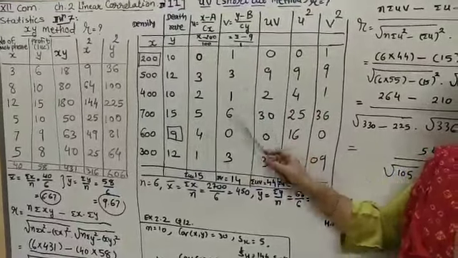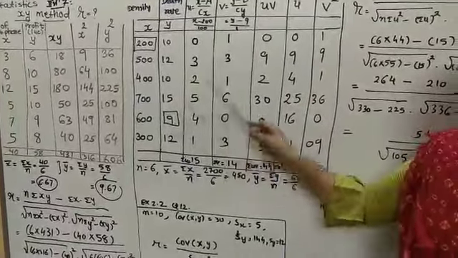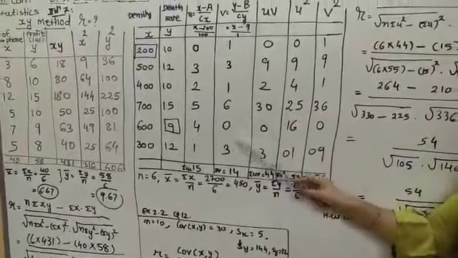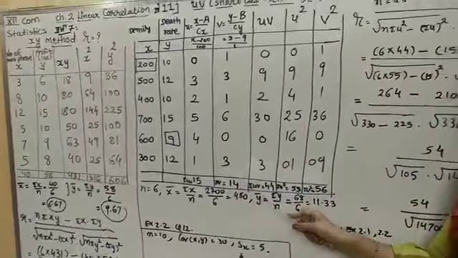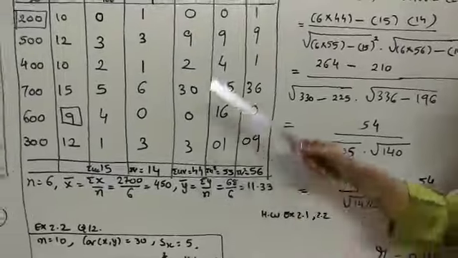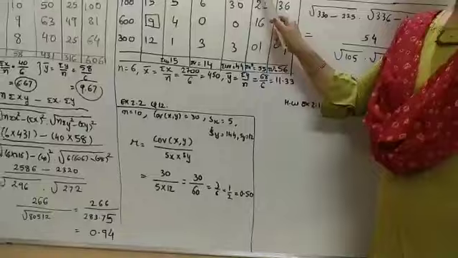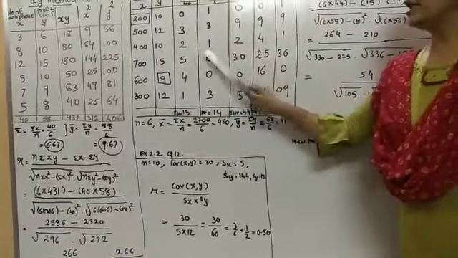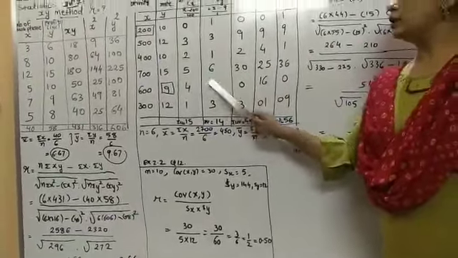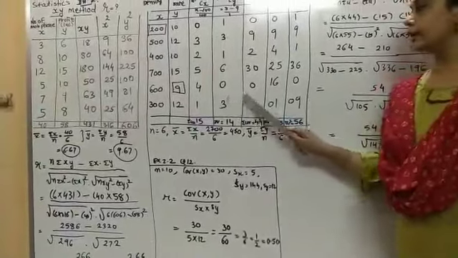10 minus 9, 1. 15 minus 9, 6. 9 minus 9, 0. 12 minus 9, 3. Get the summation, 14. Now, UV. 0 ones are 0. 3 threes are 9. 2 ones are 2. 6 fives are 30. 4 into 0, 0. 1 into 3, 3.